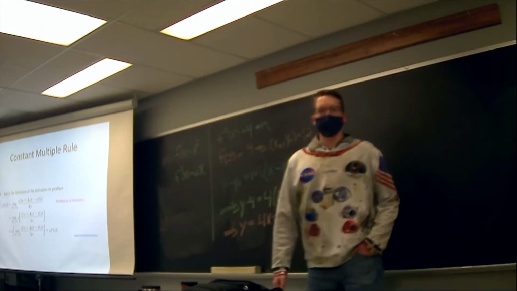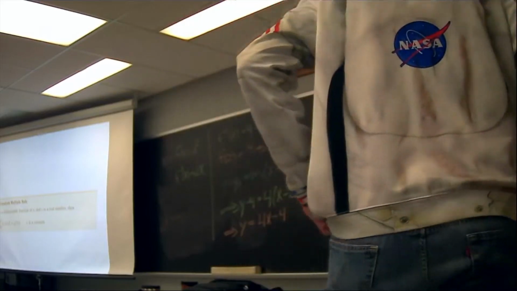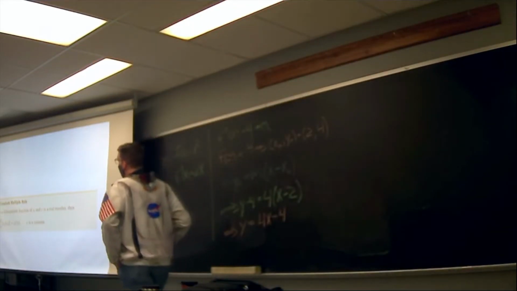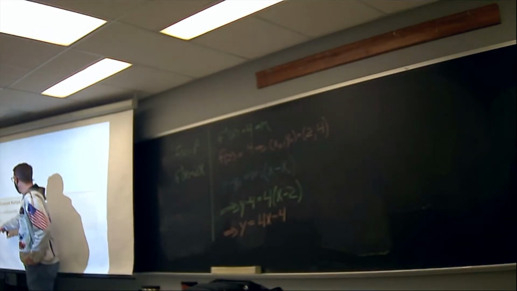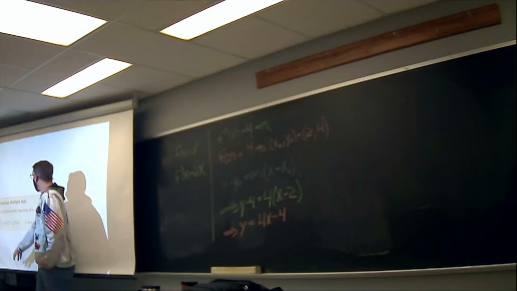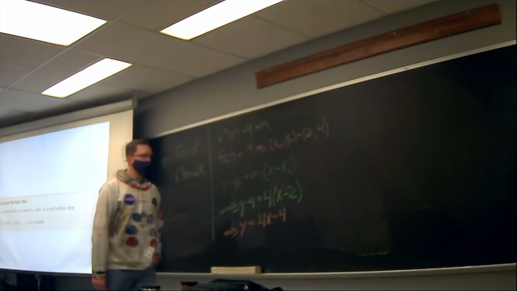So this is just c times the derivative of our function. In other words, anytime we want to find the derivative of c times our function, that's going to be equal to c times the derivative of our function.